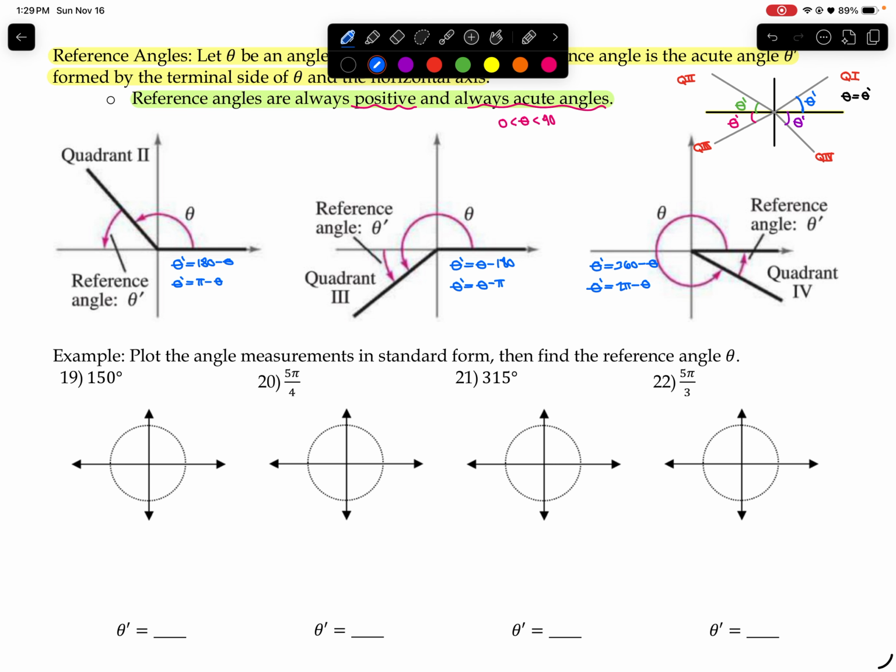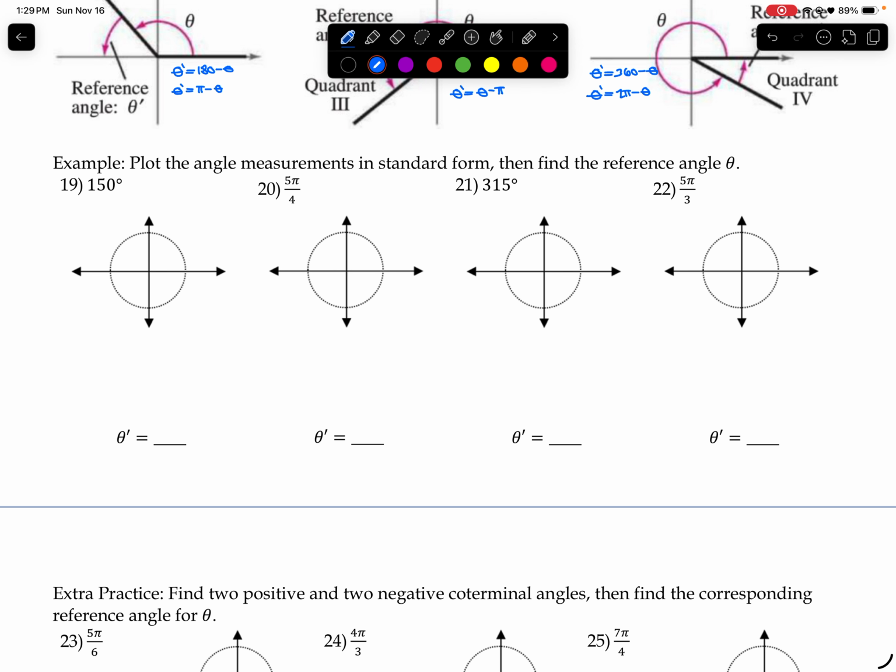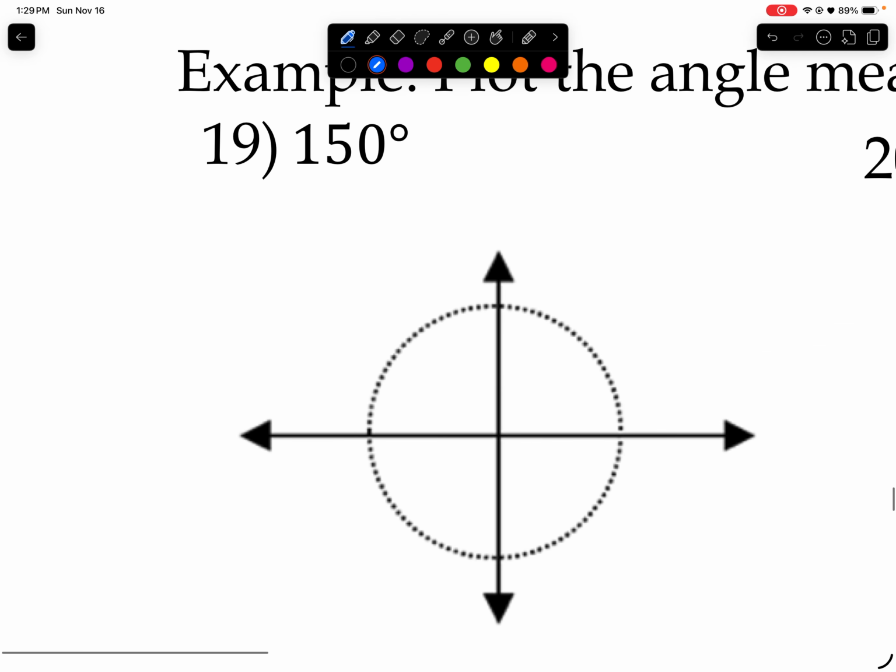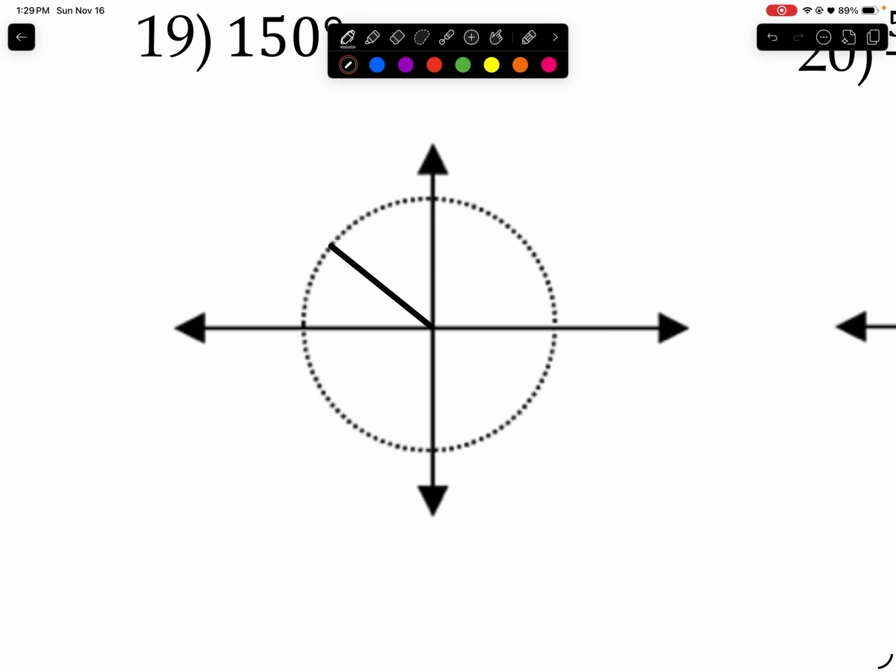All right, so starting off, we're going to plot the angle measurement in standard form, then you're going to find the reference angle. So 150 degrees, that's going to put you in quadrant 2. So in quadrant 2, that's actually going to be about down here. So your theta value is going to be 150 degrees. So I want to find the reference angle. So the reference angle is going to be the distance from the x-axis to the terminal side. So this is going to be my reference angle.